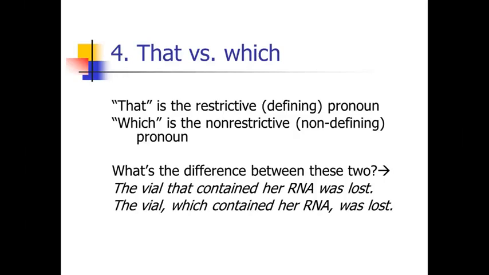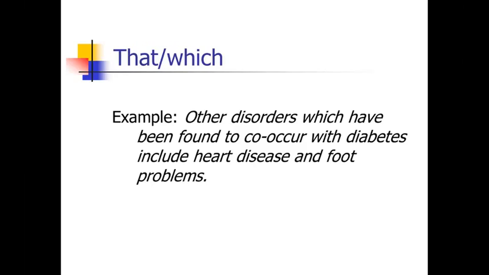So there's only one vial in question in that sentence. I'll give you some more examples of that versus which. So for example, this was a sentence I had to edit. It said, other disorders which have been found to co-occur with diabetes include heart disease and foot problems.